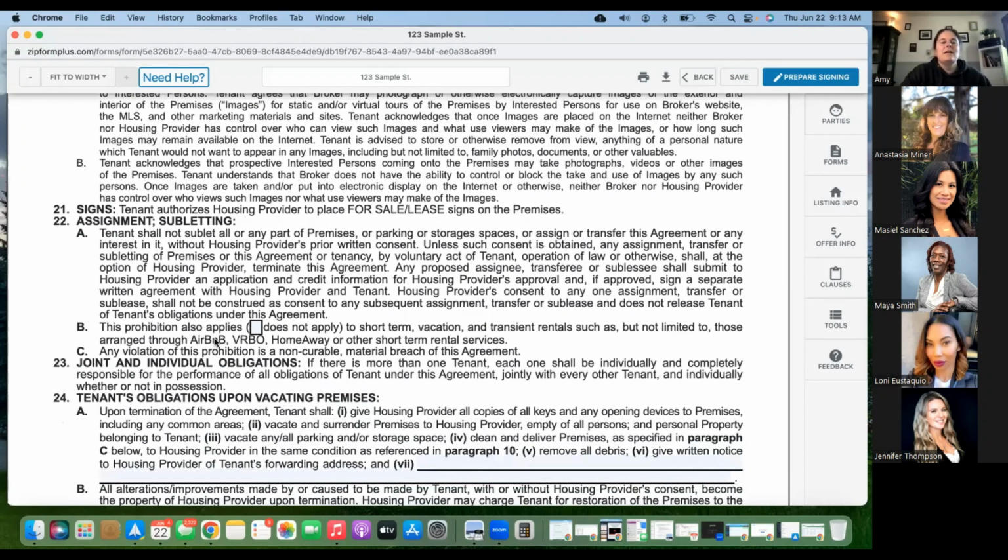This prohibition also applies to short-term vacation and transient rentals, such as, but not limited to, arranged through Airbnb, VRBO, HomeAway, or other short-term rental services. So the default is it applies to those. If it doesn't apply to those, you would check the box there. Any violation of this prohibition is a non-curable material breach of this agreement. Any questions about section 21 or 22, signs or assignment and subletting?